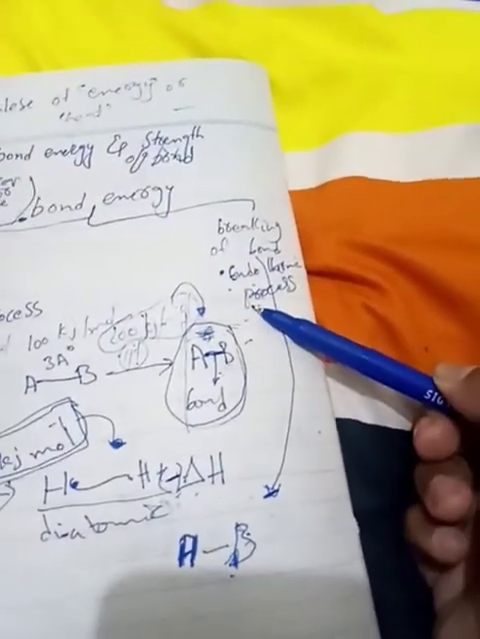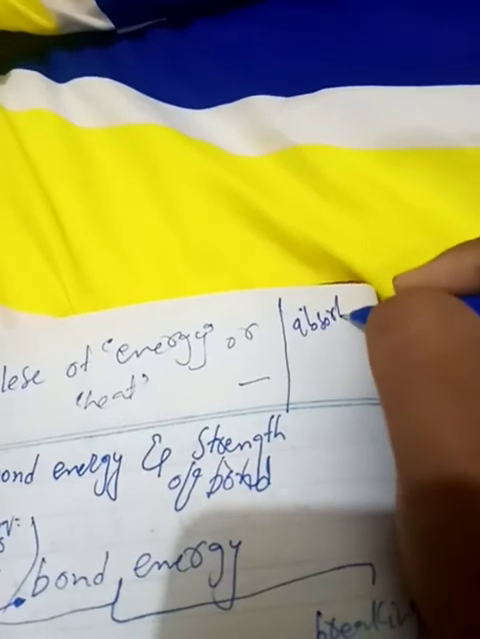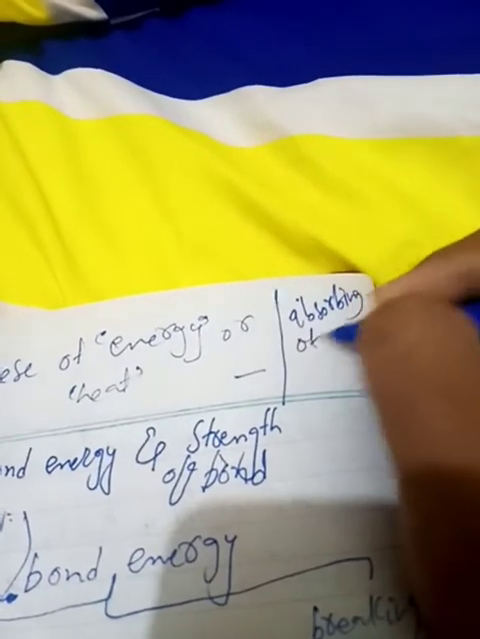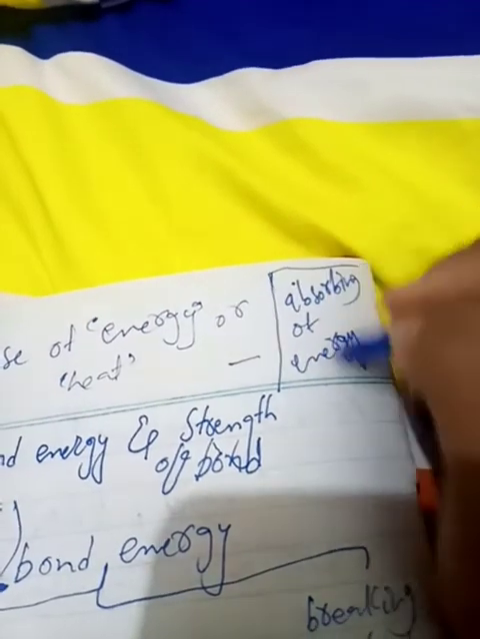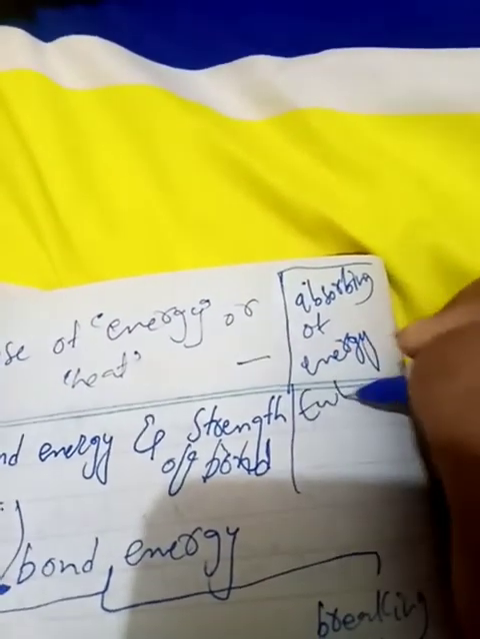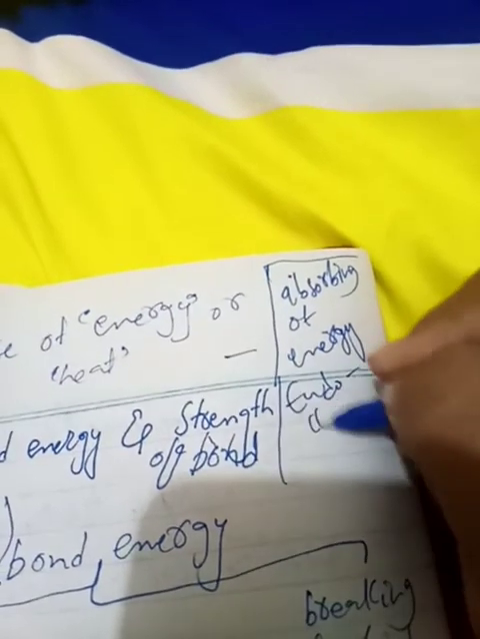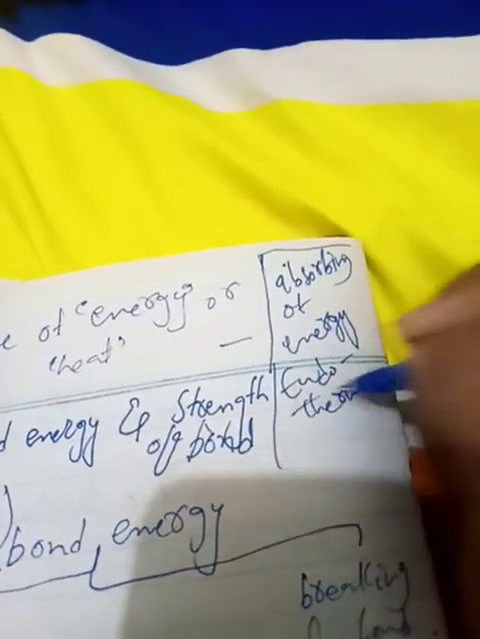Endothermic process means we are absorbing energy. Endothermic has a positive sign. Why does it have a positive sign? Because it will absorb the energy, and exothermic will release the energy, and that's why we have a negative sign there.